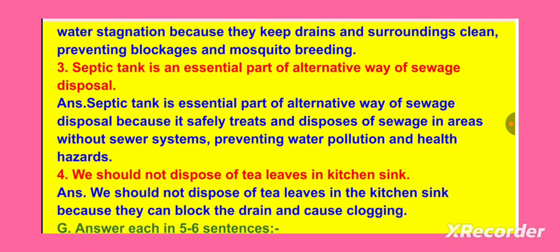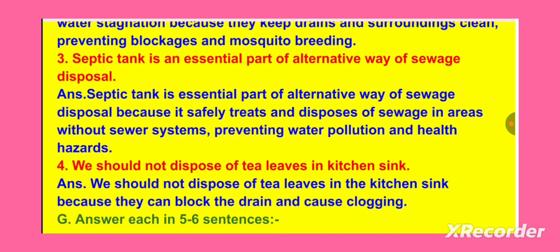Septic tank is an essential part of alternative way of sewage disposal. Septic tank is an essential part of alternative way of sewage disposal because it safely treats and disposes of sewage in areas without sewer system, preventing water pollution and health hazards. We should not dispose of tea leaves in kitchen sink. We should not dispose of tea leaves in the kitchen sink because they can block the drain and cause clogging.